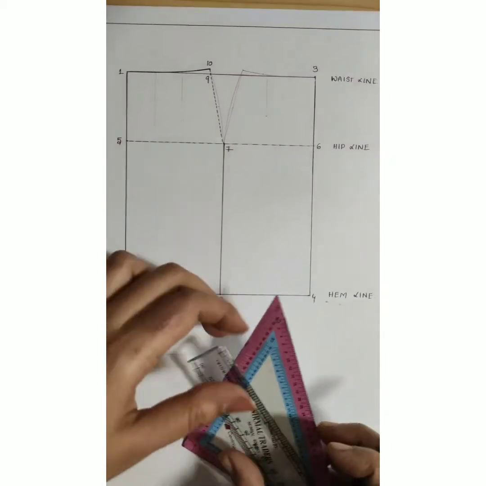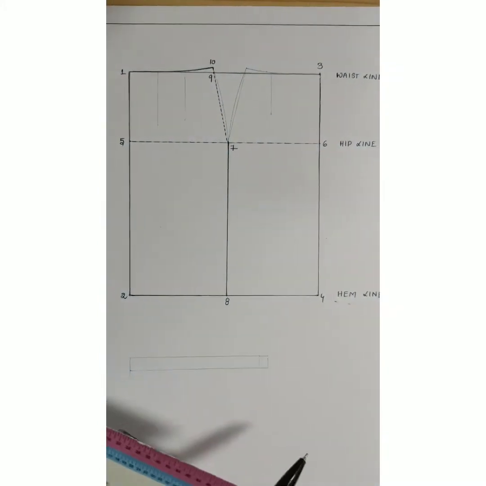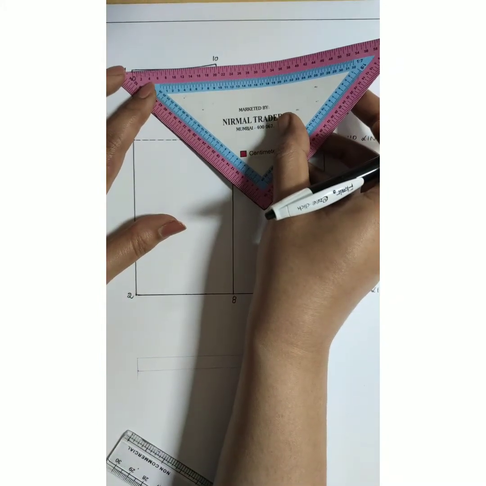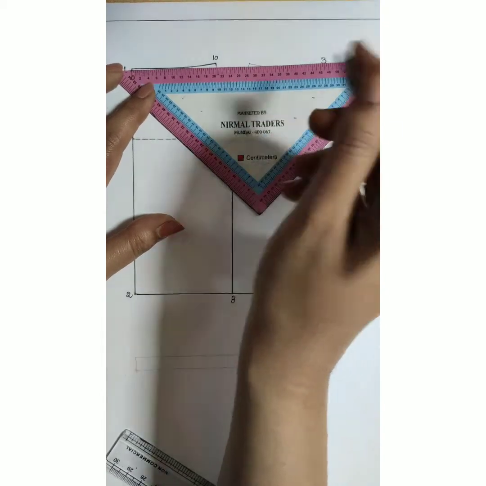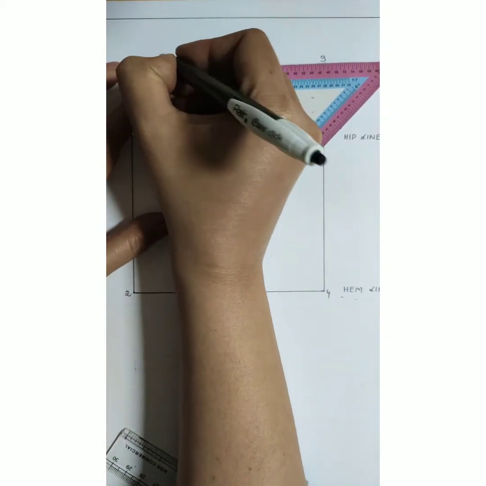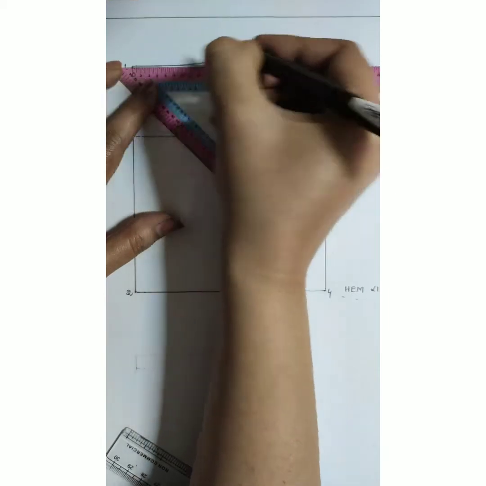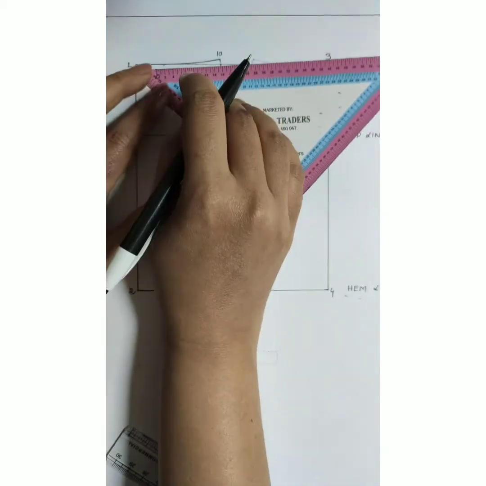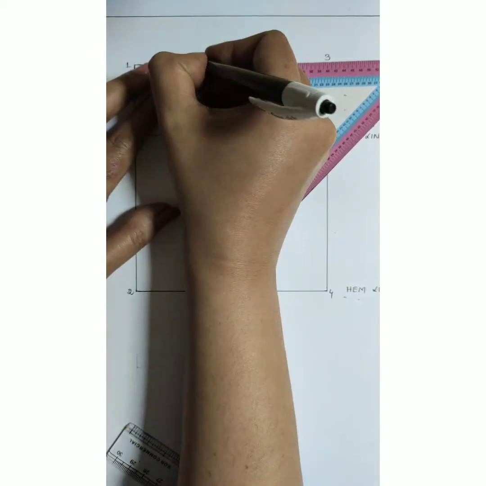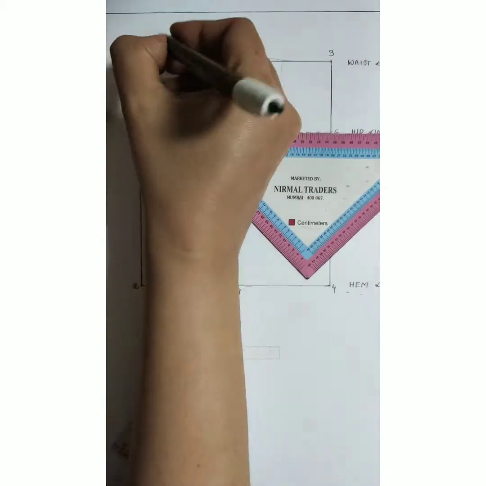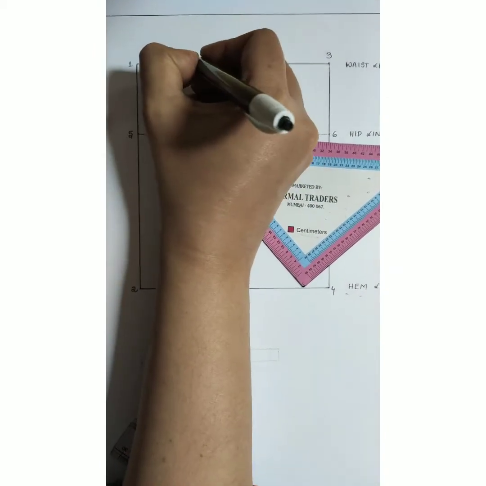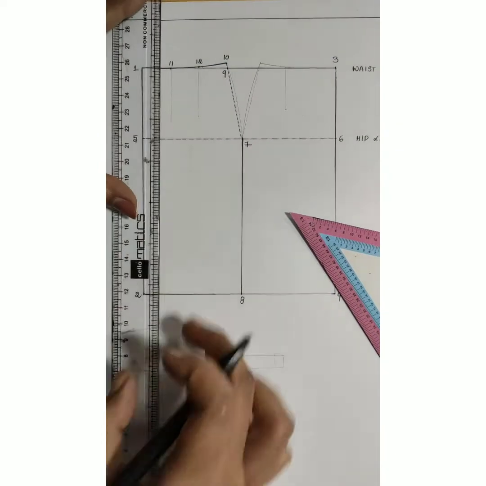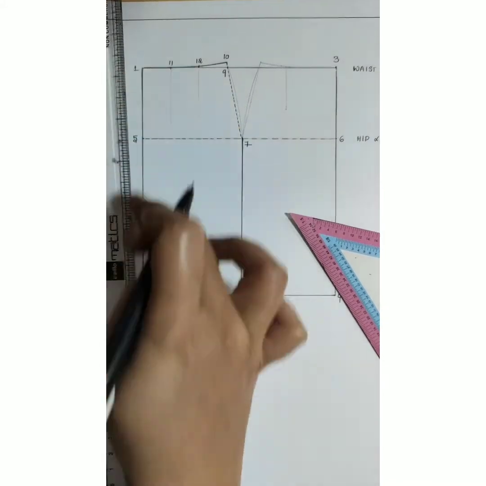Then measure 1 to 10 and divide the 1 to 10 line into 3 equal divisions. This is 20.25 centimeters, so at every 6.6 centimeters you will get a division. From point number 1 measure 6.6 centimeters, and again from there measure 6.6 centimeters more, and label the two divisions as 11 and 12. From 11 and 12 draw straight dotted lines which are parallel to your 1 to 2 line.